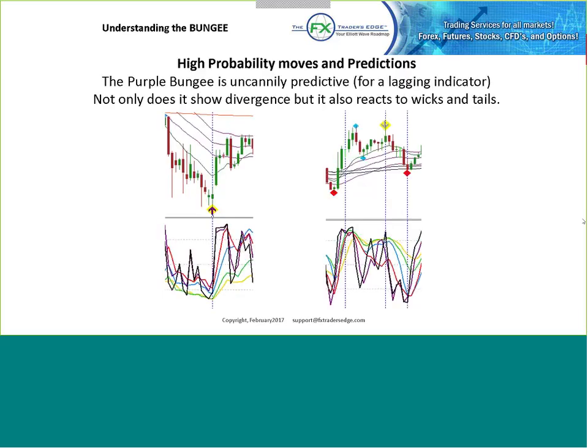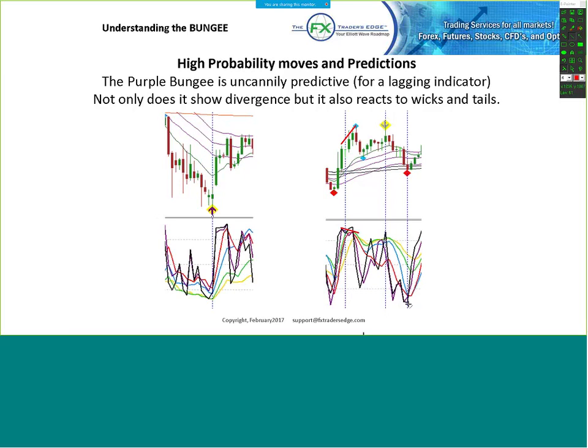Oh, hang on, I just put an extra bit of text in there. Not only does it show divergence, but it also reacts to wicks and tails. That's why it does it, usually when there's a wick or a tail. Where's an example of divergence? Well, right here. Purple bungee made a new low, while price made a new high.